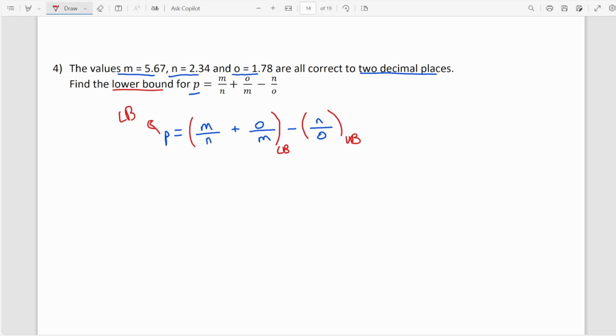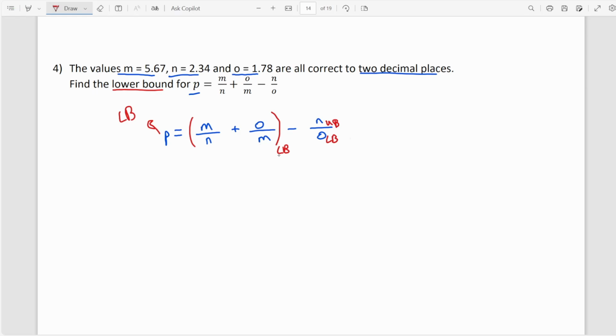Now let's take care of the right-hand side because it's simpler. So we want the upper bound for n over o. This is a division. So you would want the upper bound for the numerator on top, and you would want the lower bound for the denominator on the bottom. And that's it for this over here.